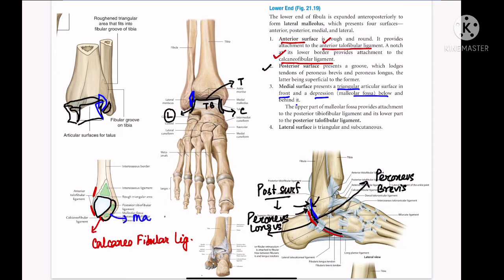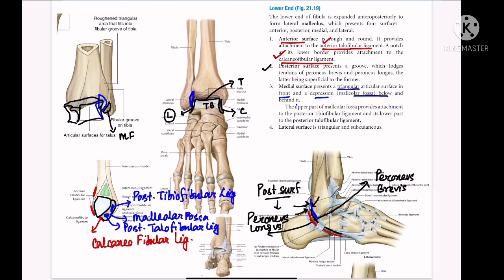This is the malleolar fossa. The upper end of the malleolar fossa provides attachment to the posterior tibiofibular ligament, and its lower end to the posterior talofibular ligament. Posterior tibiofibular and posterior talofibular.